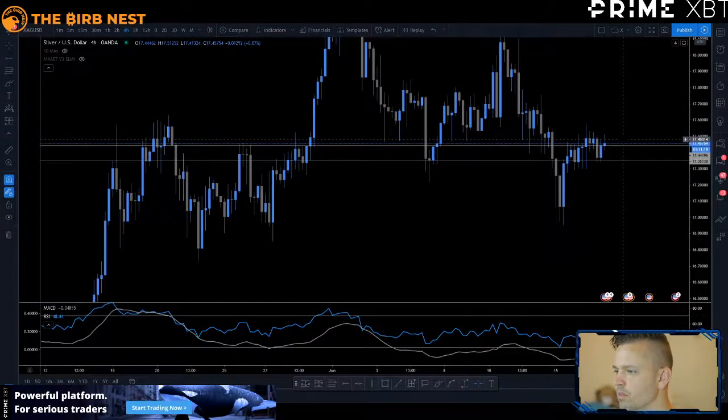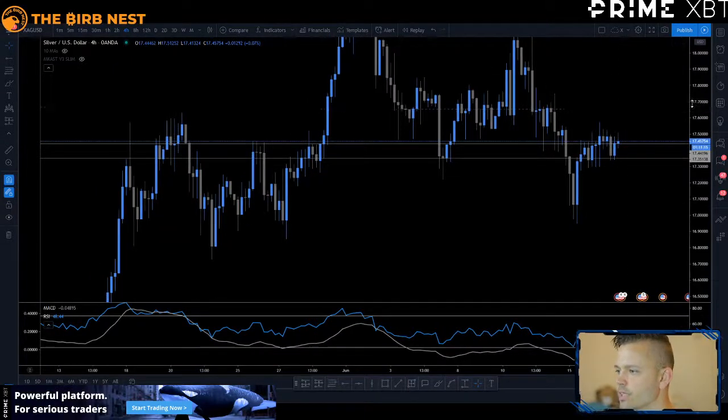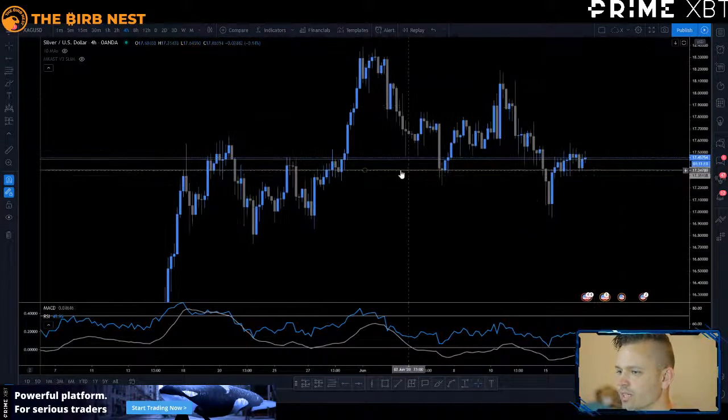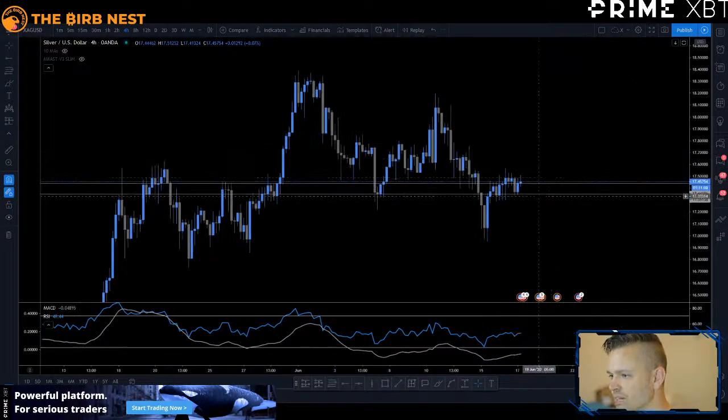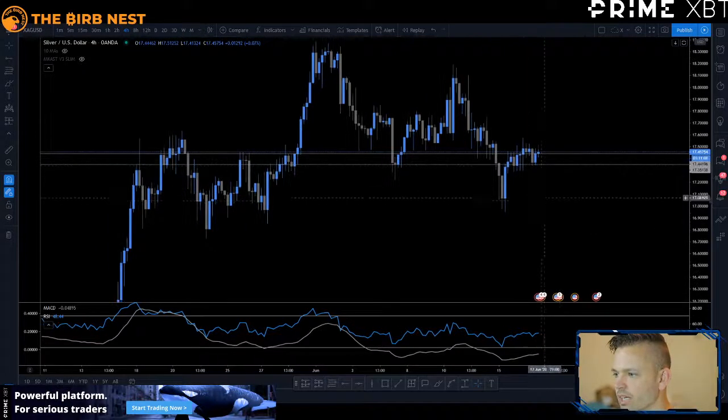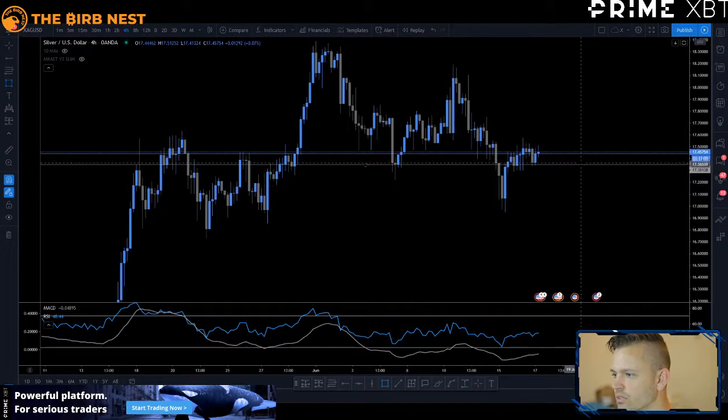I had a possible short entry in this region, and why is that? Let's try to see if we can find that area. It makes sense, but this is the area that we need to break down. So I'm going to mark out this area as support, and I'm going to add a couple of alerts to this area in case we break down.